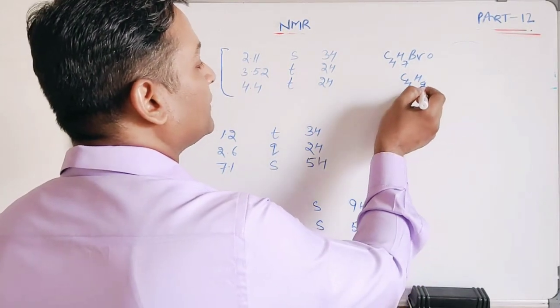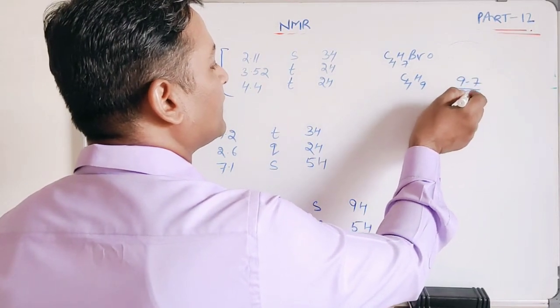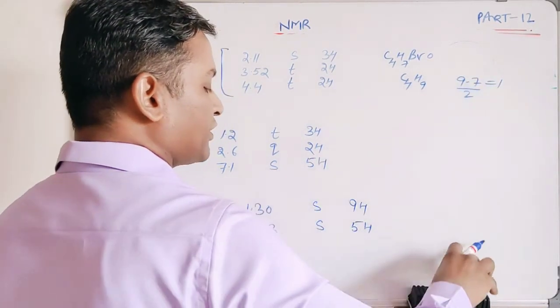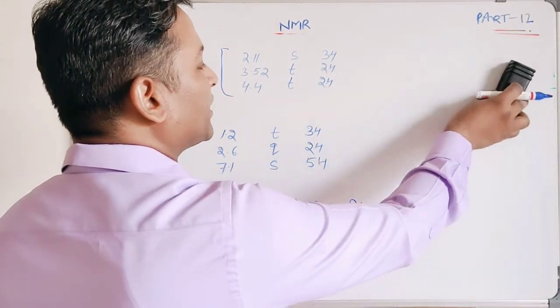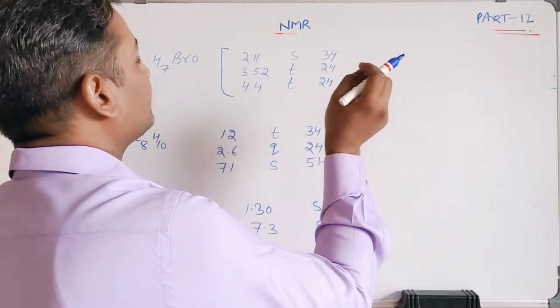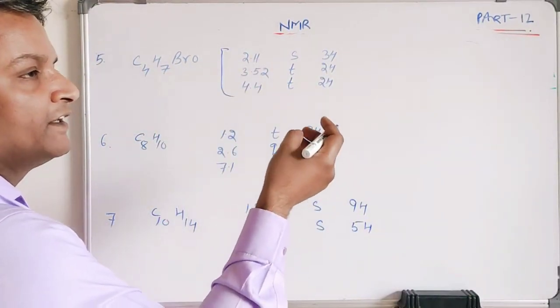So 9 minus 7 divided by 2 is equal to 1. It means this compound contains 1 degree of unsaturation. It means this compound must be containing 1 double bond in its structure. As you can see here, it contains oxygen, so most probably it might be containing a double bond in the form of CO.